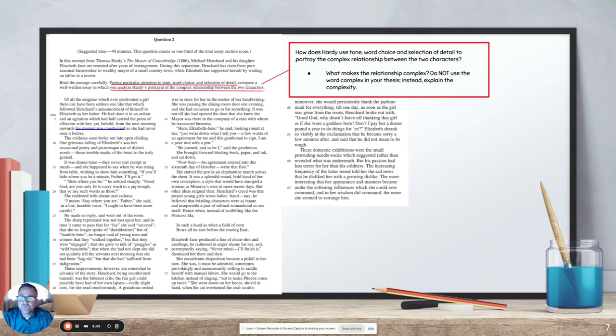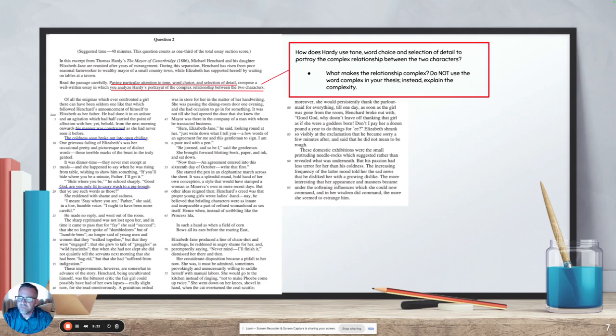The coldness soon broke out into open chiding. One grievous failing of Elizabeth's was her occasional pretty and picturesque use of dialect words, those terrible marks of the beast to the truly genteel. I also underlined the coldness soon broke out into open chiding. If he's scolding her openly, then that is a detail I want to pay attention to because it must be affecting the relationship.